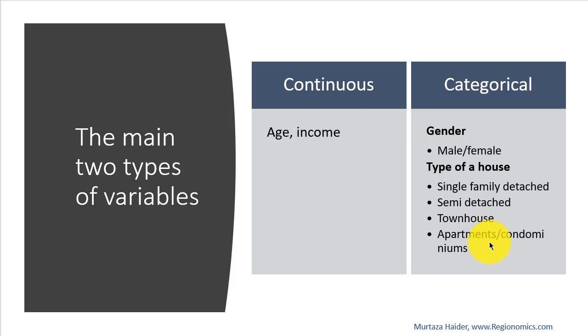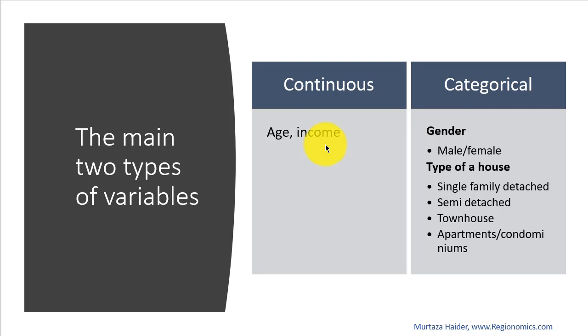Now, when we are dealing with continuous variables such as age and income, either as the dependent variable or as an explanatory variable, we can interpret the model by saying, well, what if the age increases by 1 year? What would be the impact of 1 more year of age on income?